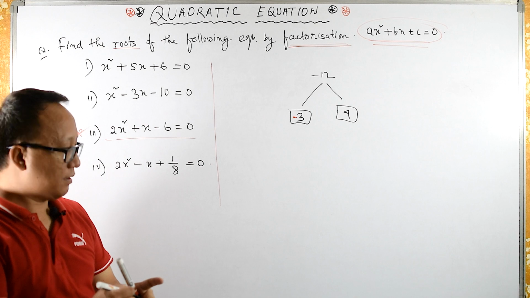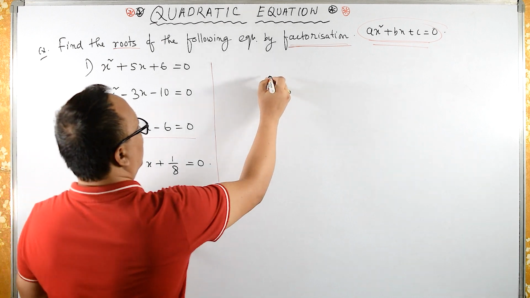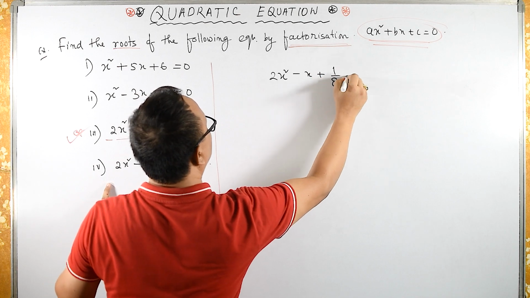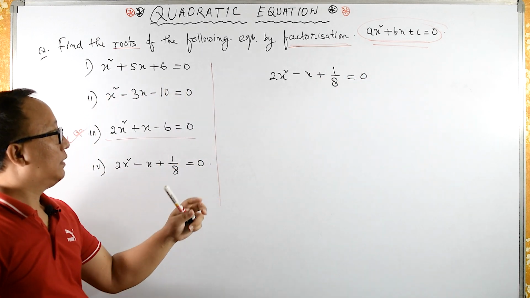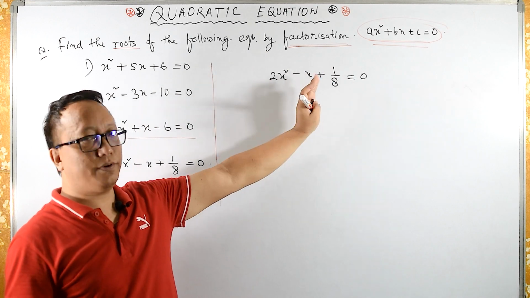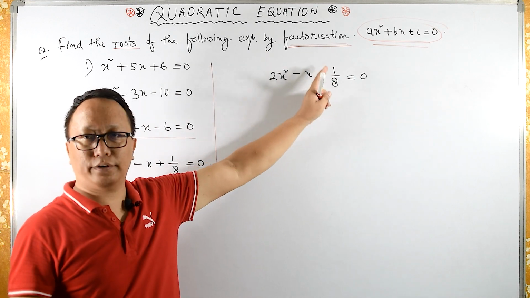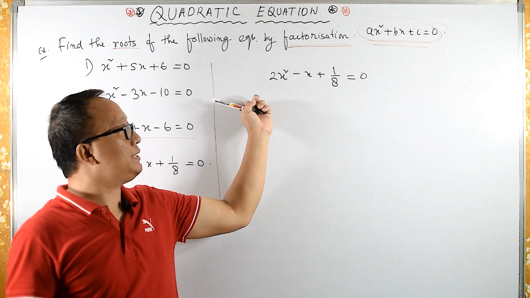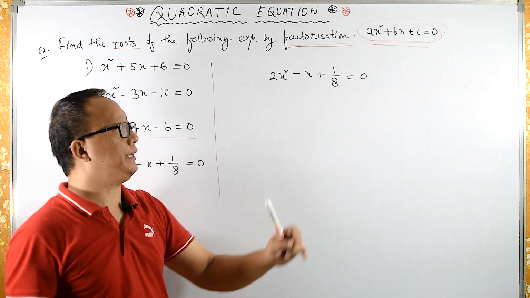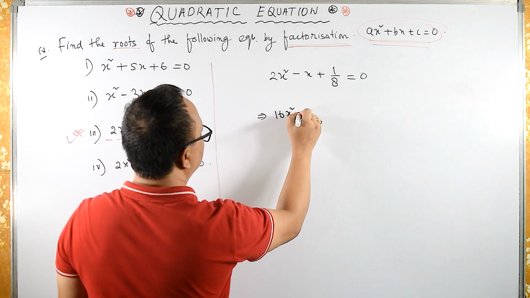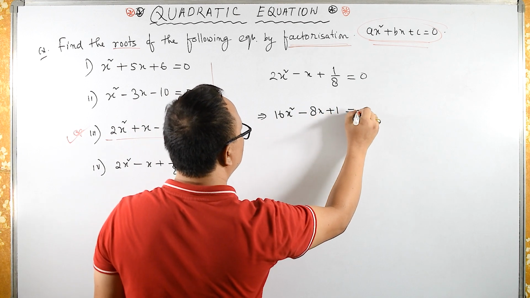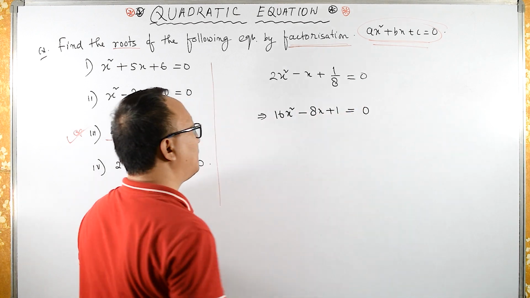Now let's solve 2x square minus x plus 1 by 8 equals to 0. These are fractions. What we can do is multiply the whole equation by 8 so that the fraction will not come. So I will multiply the left hand side as well as the right hand side by 8: 16x square minus 8x plus 1 is equals to 0 into 8, which is 0.